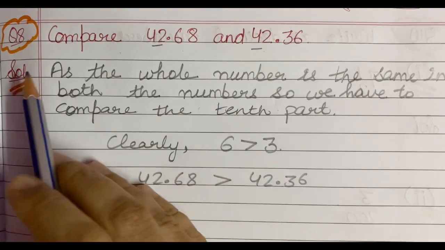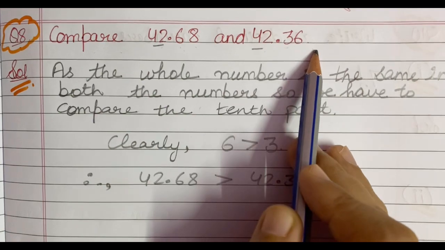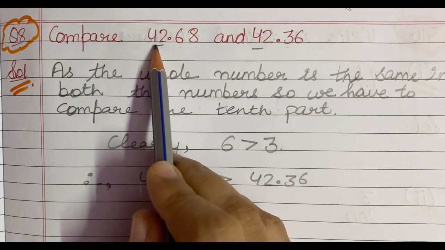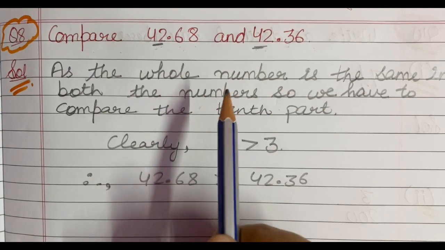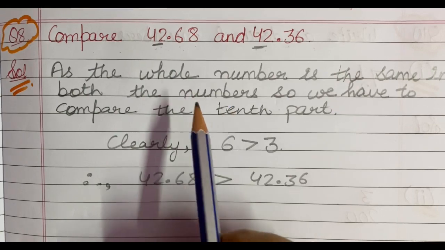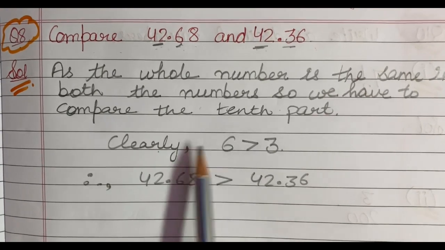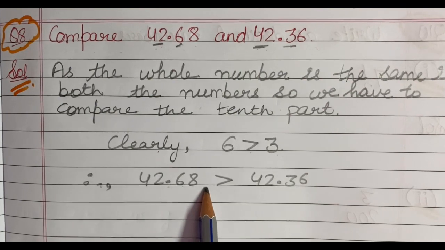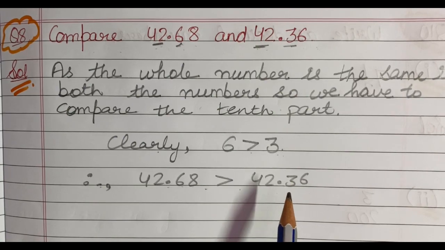Now students, the next question says to compare 42.68 and 42.36. Here, if you look at the whole number part, it is the same in both numbers, that is 42 each. So we will compare the digit at the tenths place. The digits at the tenths places are 6 and 3, and clearly 6 is greater than 3. Therefore 42.68 is greater than 42.36. Hopefully it is clear to you.